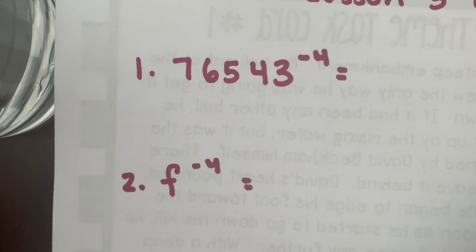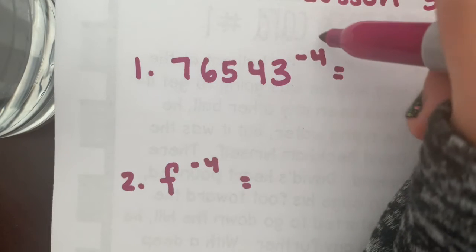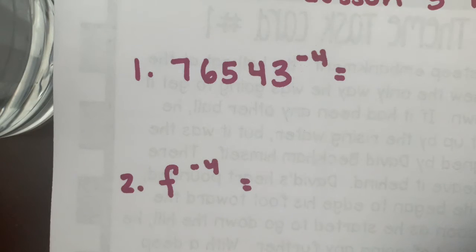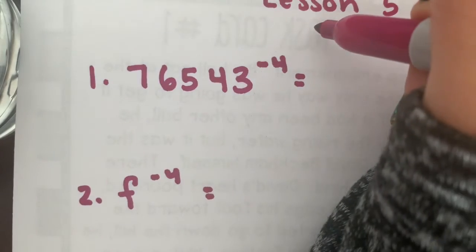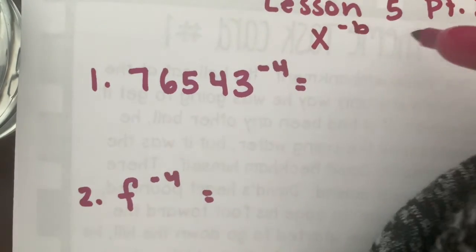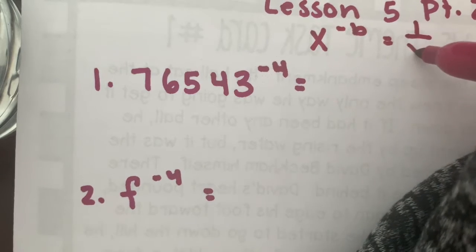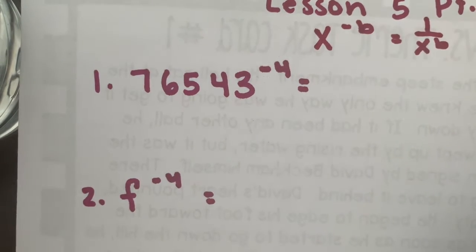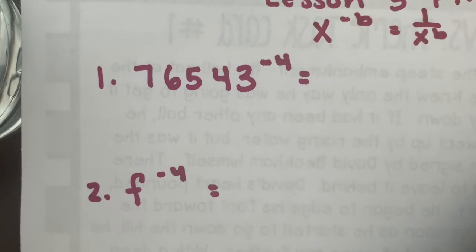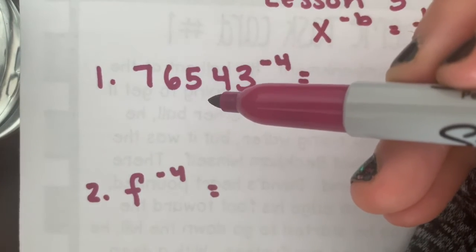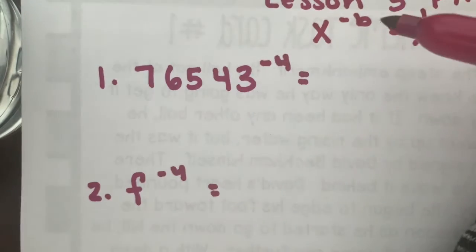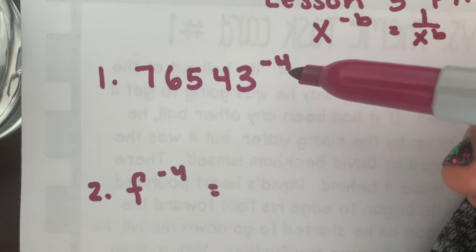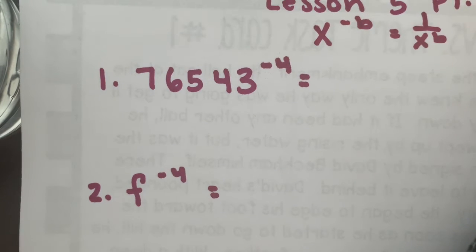So we know from yesterday that when you have a negative exponent, you need to look at your formula. Your formula says that x to the negative b equals 1 over x to the b. So if you have 76,543 to the negative fourth, x would be 76,543 and b would be 4, equals 1 over x to the positive b.